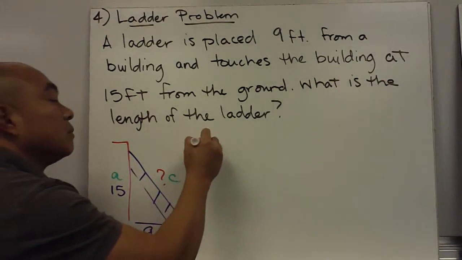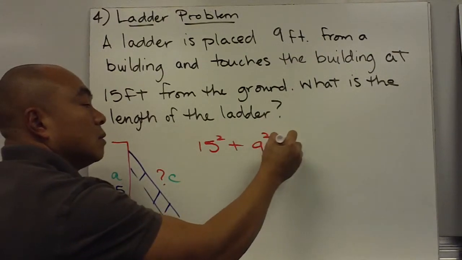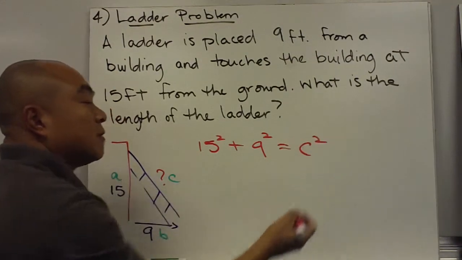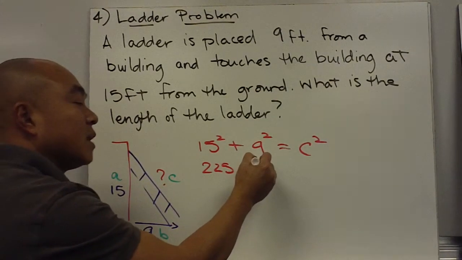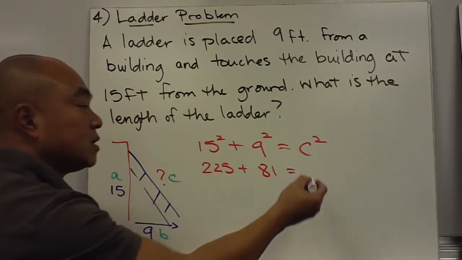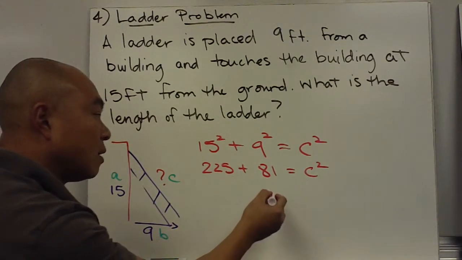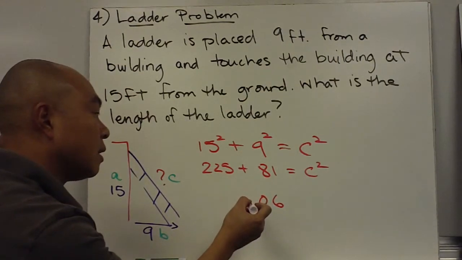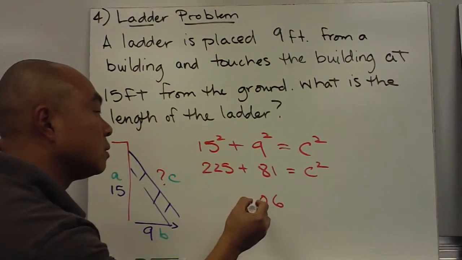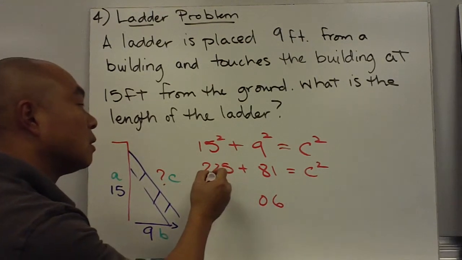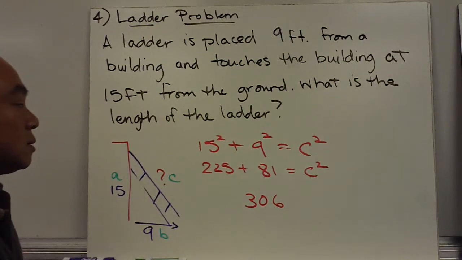So our A is 15 squared. Our B is 9 squared. And then our C is C squared, which is what we're trying to find out. So that's going to give me 225, that's going to give me 81, and that's going to give me C squared. I get to add this together to isolate that, so that's going to give me 306. That looks about right.